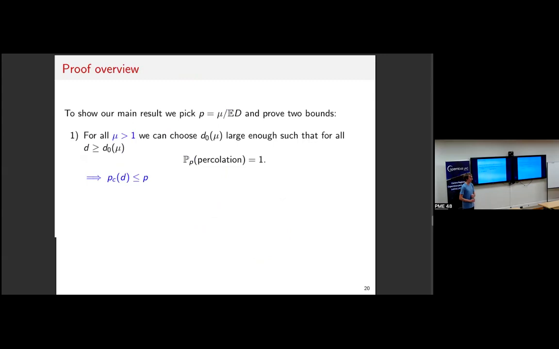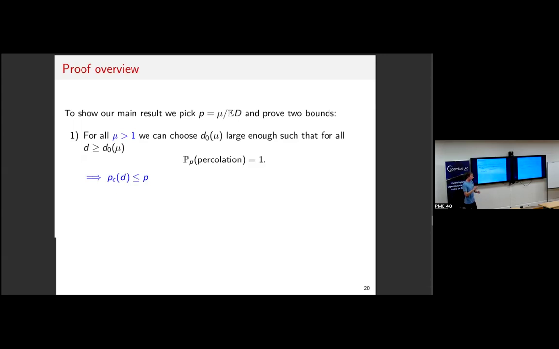Right now, in the final few minutes, I want to go over the strategy of our proof. We do this in two steps. First, we pick this p as before. It's some constant mu divided by the expected typical degree. And in the first step, we let this mu be bigger than 1.